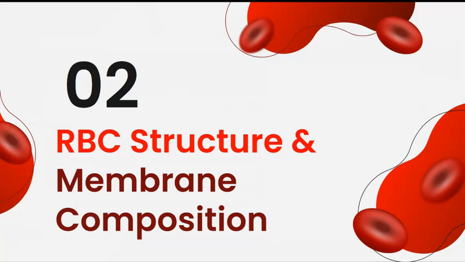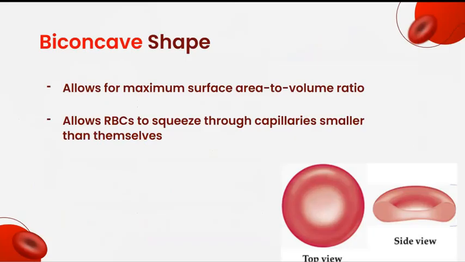So 2, red blood cell structure and membrane composition. One of the first things you notice about an RBC is its shape, a biconcave disc. This isn't random. The shape increases surface area for gas exchange and allows cells to bend and squeeze through capillaries narrower than the cell itself. And as we see in the bottom right is an image of the top view and the side view.